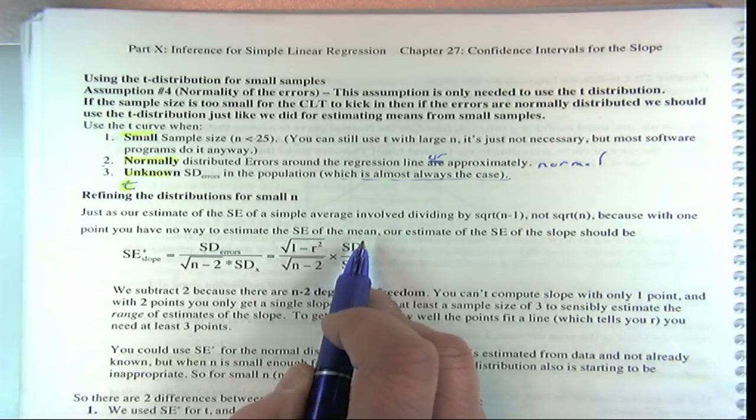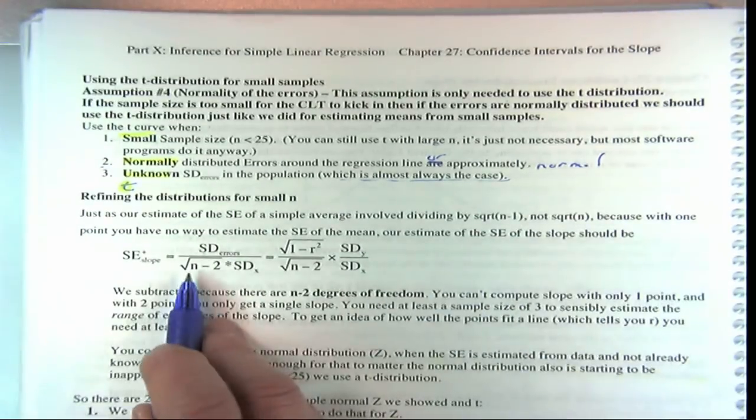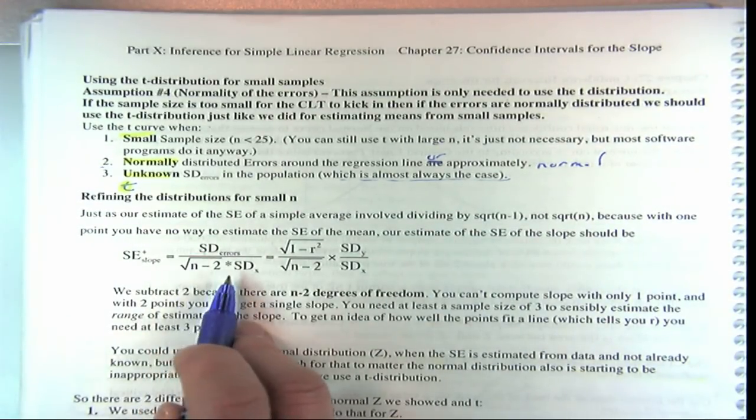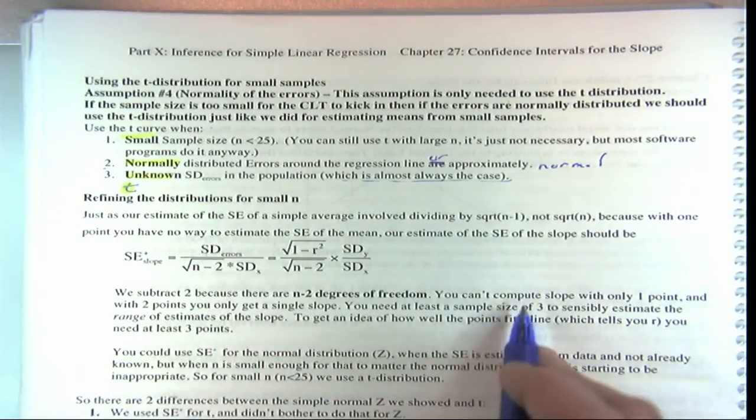So now, for our estimate of the standard error of the slope, we're not going to subtract off n minus 1. We're going to subtract off n minus 2. There are 2 degrees of freedom.